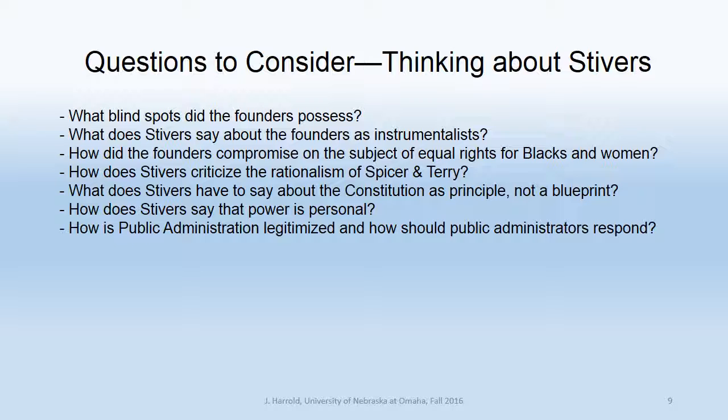So then, though, how does Stivers criticize the rationalism of Spicer and Terry? And what does Stivers have to say about the Constitution as a principle and not just a blueprint? And how does Stivers say that power is personal? And finally, in Stivers' view, how does she say public administration is legitimized? And how should public administrators respond?